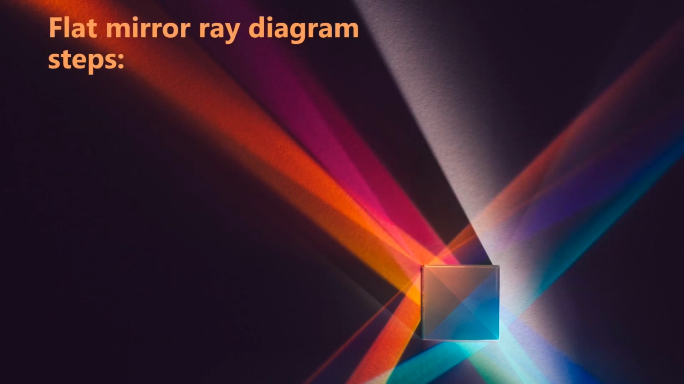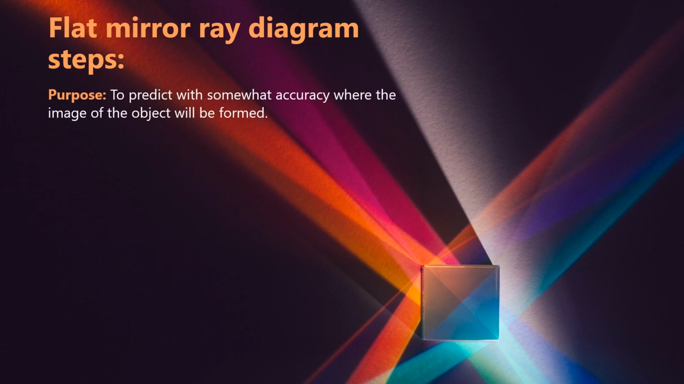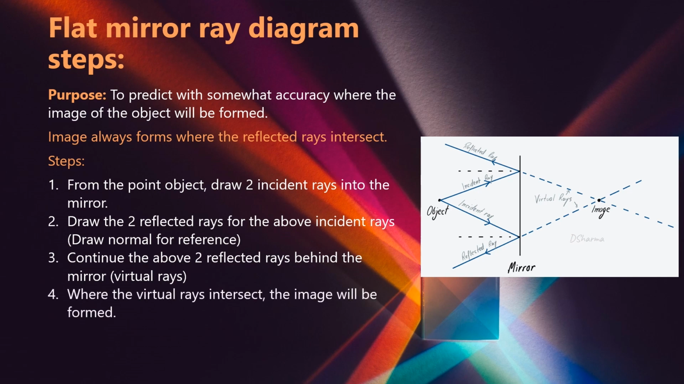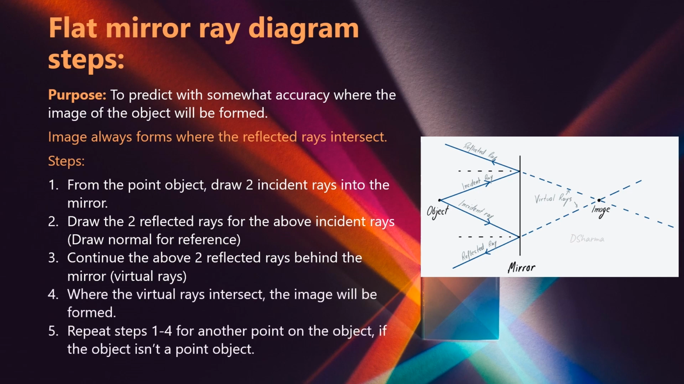Let's move on to flat mirror ray diagrams. The purpose of these diagrams is to predict with accuracy where an image will form and what it will look like. Images are always formed where reflected rays intersect. So this is what a point object's ray diagram will look like. You just have to follow these steps, and if you don't have a point object, then you just pick another point and repeat all of these steps for it. For just a point object, you will end up with 2 incident rays, 2 reflected rays, 2 normal rays, 2 virtual rays, and then you will find your image. The reason we draw the virtual rays is that if reflected rays don't intersect on the actual side of the mirror, then you have to extend them back, and we call them virtual rays.